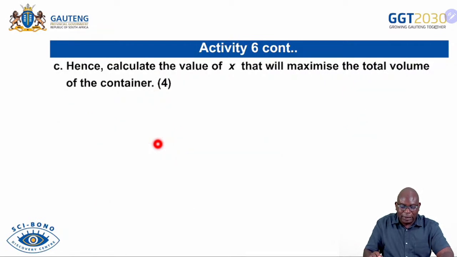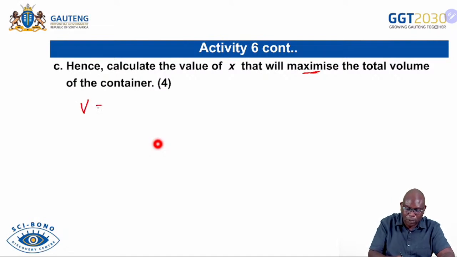C says, hence, use what you got there to calculate the value of x that will maximize the total volume of the container. When you see the word maximize, and I want you to go and practice this, go to your question papers and check, this is what it means. So now, we're going to take that volume that we got, which was 66 pi x squared minus 7 over 3 pi x cubed.